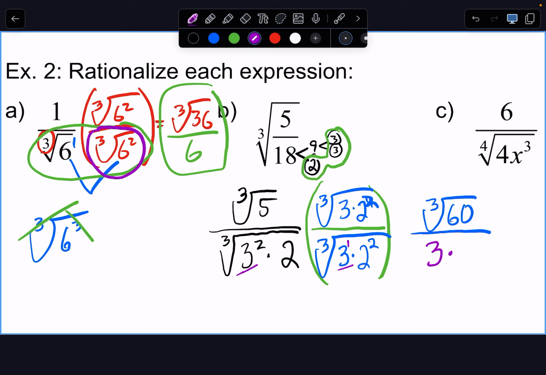Guys, don't you pull it out? Don't you have 3 3s? Yes. So what's the cube root of 3 3s? 3. Are you not seeing this? Yes, sir. Talk to me if you don't see it, please. It's my job.